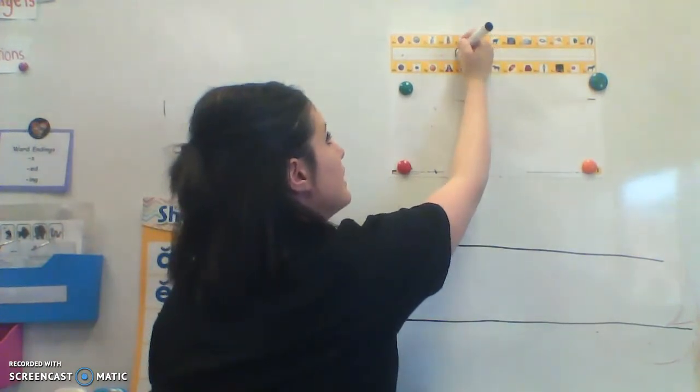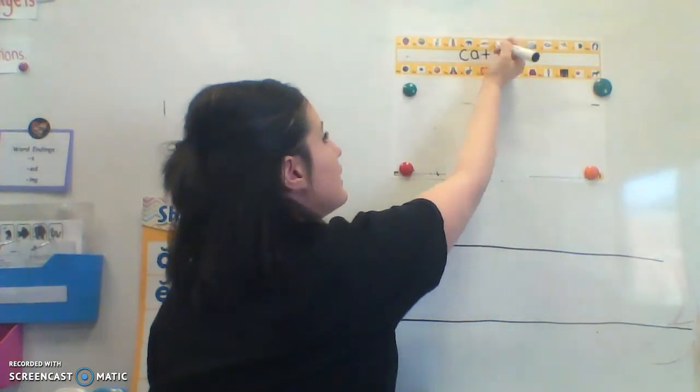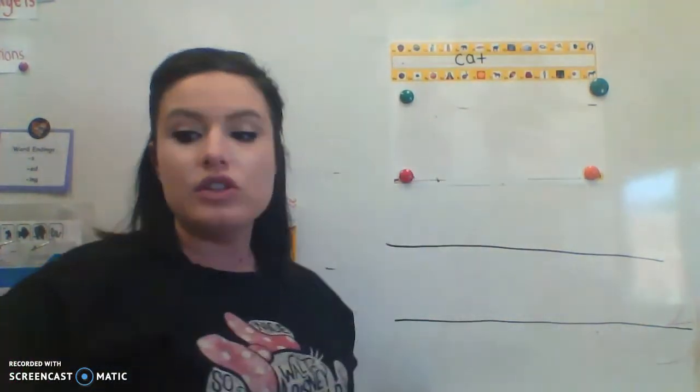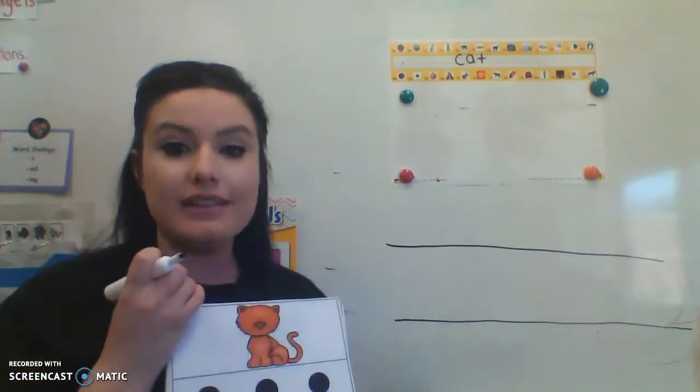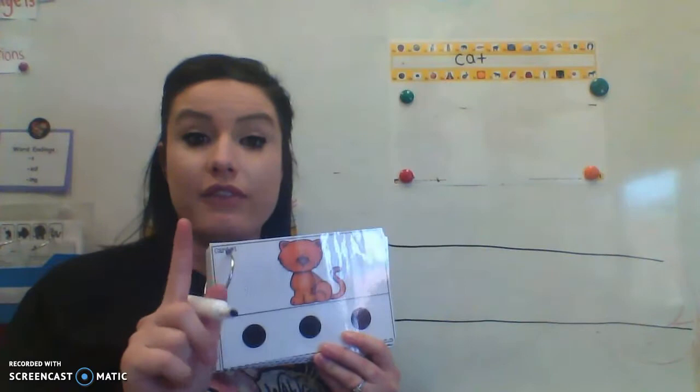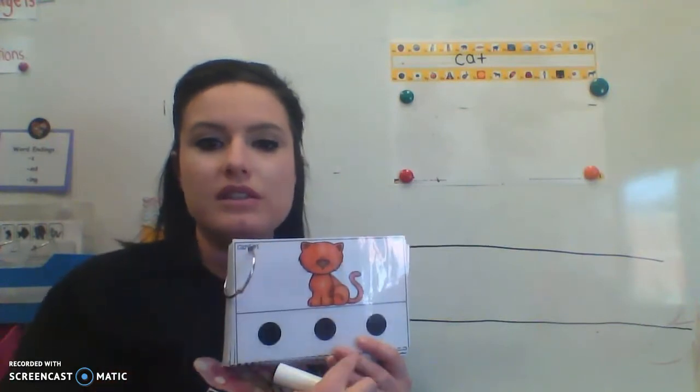K, a, t. Good job, boys and girls. So we're going to write a sentence about a cat today, okay? And what I really want you to focus on is, what does this cat look like first? And then our second sentence can be about details maybe that the cat would do, okay? So let's focus on, what does this cat look like?